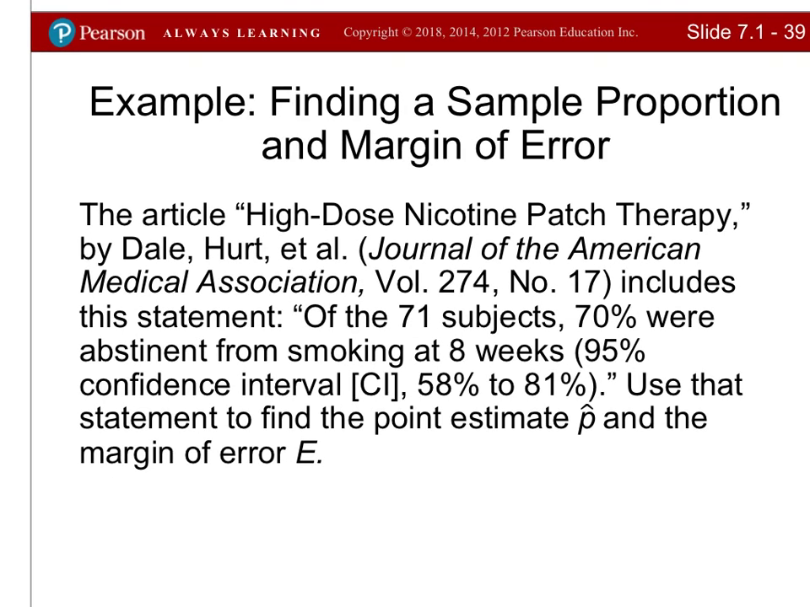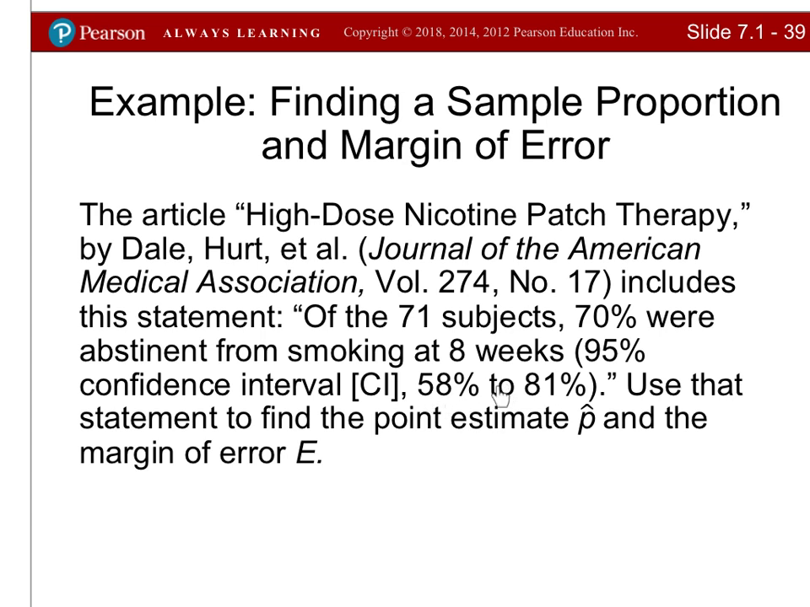Okay, so let's look at another example. Well, you can look at these things. So suppose here's a result. Of 71 subjects, 70% were abstinent from smoking at 8 weeks. But they give the 95% confidence level as 58 to 81. Well, what is the sample proportion? What is p hat? Well, just find the value that's exactly halfway between 58 and 81.